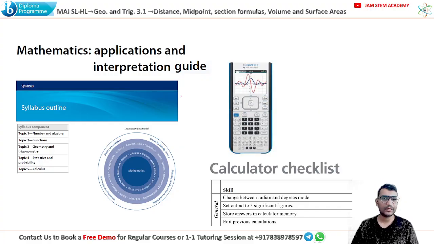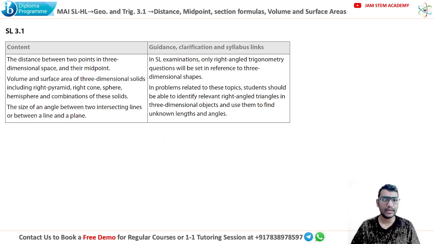Hey everyone, welcome to this IBDP MAI HL/SL course, and today we are going to start Geometry and Trigonometry, topic 3. So this is the first session in this Geometry and Trigonometry, and we are going to learn distance formula, midpoint formula, section formula, volumes and surface areas of 2D and 3D figures. So this topic is very important and is a basic unit of this trigonometry and geometry chapter.